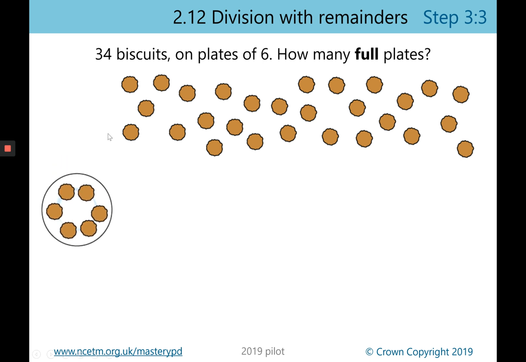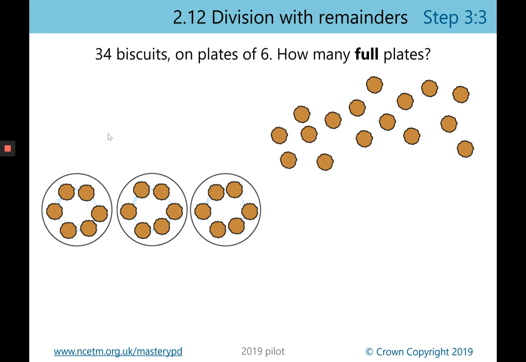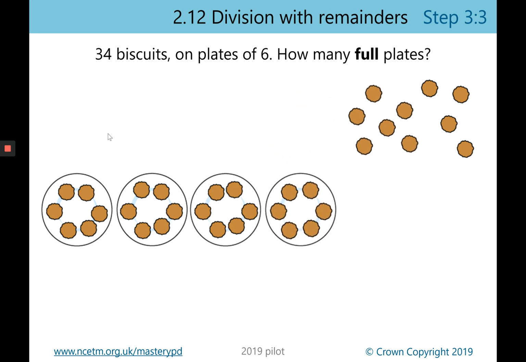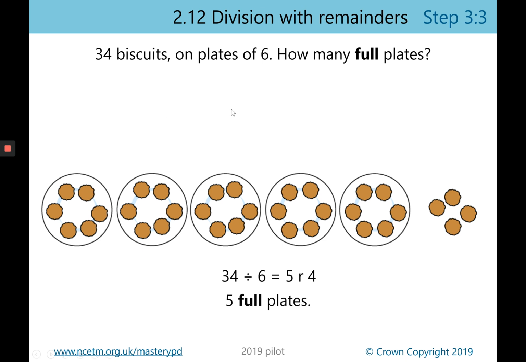So there's one plate of 6, another plate of 6, another plate of 6, another plate of 6, another plate of 6. And then how many left over? 4. So 34 divided by 6 equals 5, remainder 4. And this question asked you how many full plates there would be. So there would be 5 full plates.